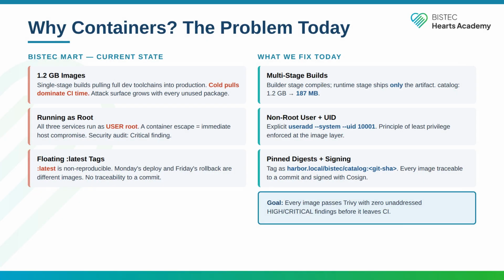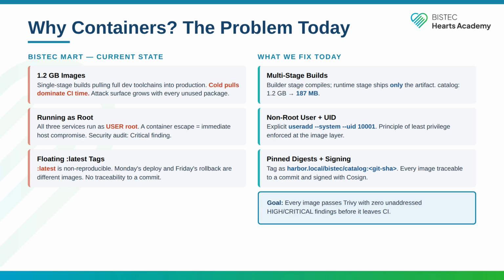Let's be concrete about what's wrong with BISTEC Mart's current containers. 3 issues, all fixable today. Issue 1. 2 GB images. Single-stage Dockerfiles pull the entire Python dev toolchain into the production image. Pip, compilers, test runners, none of that belongs in production. It bloats CI, slows deploys, and expands the attack surface.